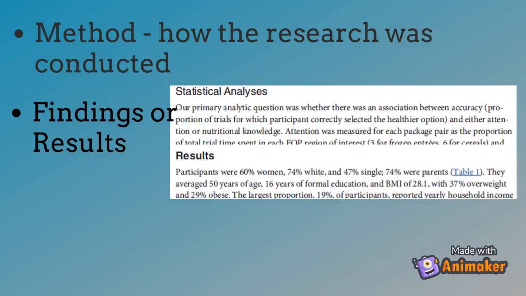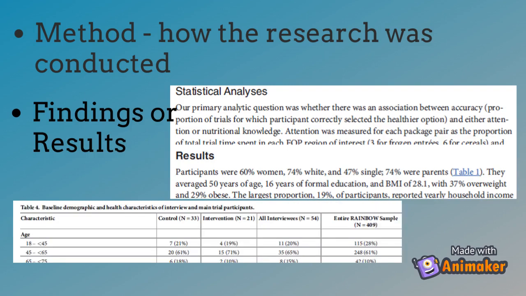The findings or results section includes the statistical results. Look for tables, charts. Ask yourself if the researcher provides evidence, graphs, tables, photographs, things like that. If the author is using opinions or personal experiences as evidence instead of data, this probably isn't a scholarly source.